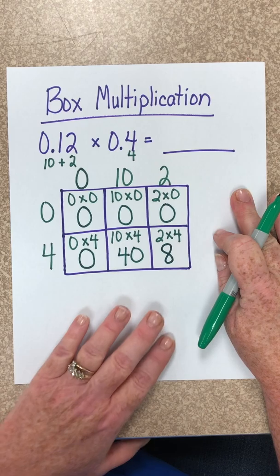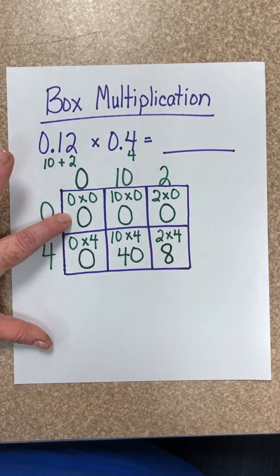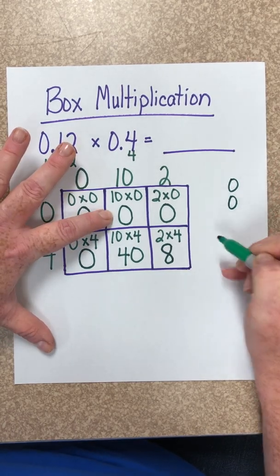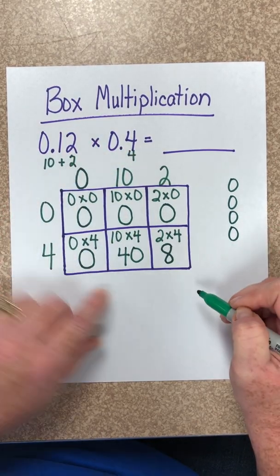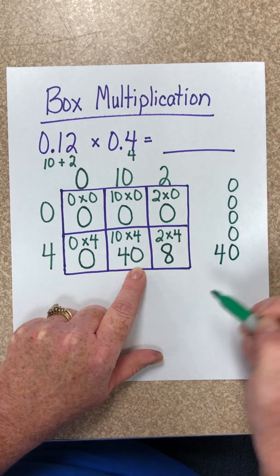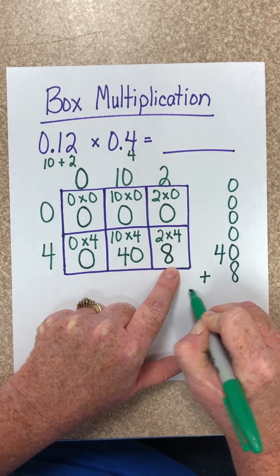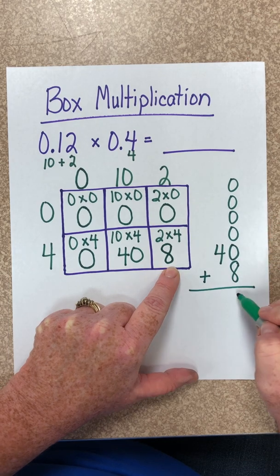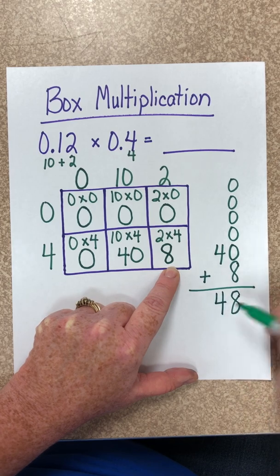So now over on the side, we're going to add up all of our numbers that we found. We have 0 plus 0 plus 0 plus 0 plus 40. Make sure we line up those nice columns, plus 8. And now let's add. 0 plus 0 plus 0 plus 0 plus 0 plus 8 is 8. And 4 we will bring down.